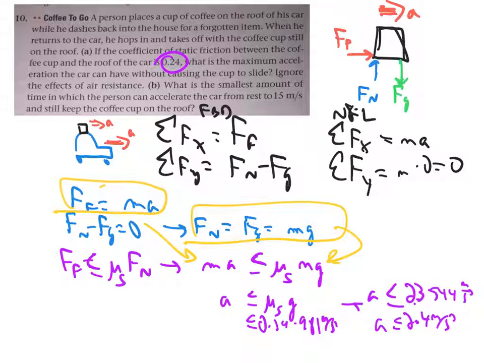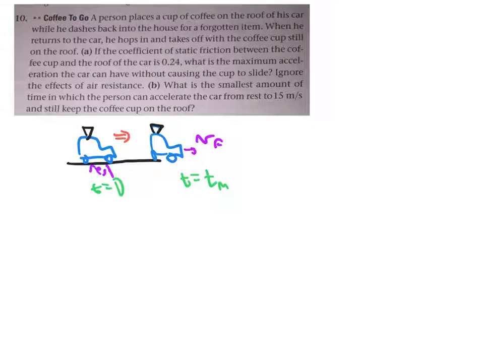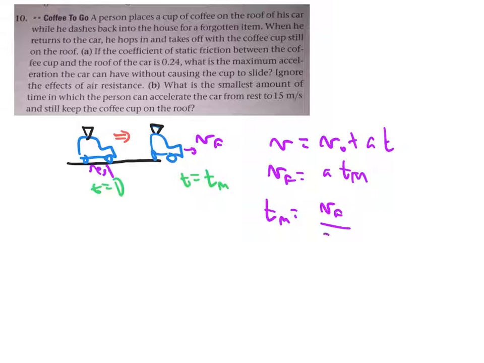Part B says, what's the smallest amount of time in which the person can accelerate from rest to 15 meters per second and still keep the cup on the roof? So this is actually now a kinematics problem, not a dynamics problem, since we now have the acceleration. At any time, the velocity is the initial velocity plus the acceleration times the time. So our final velocity is just the acceleration times the time it takes us to get there. The time, therefore, is the final velocity desired over the acceleration.